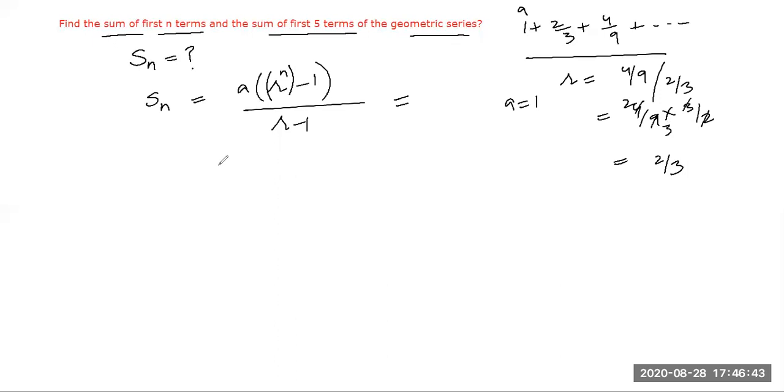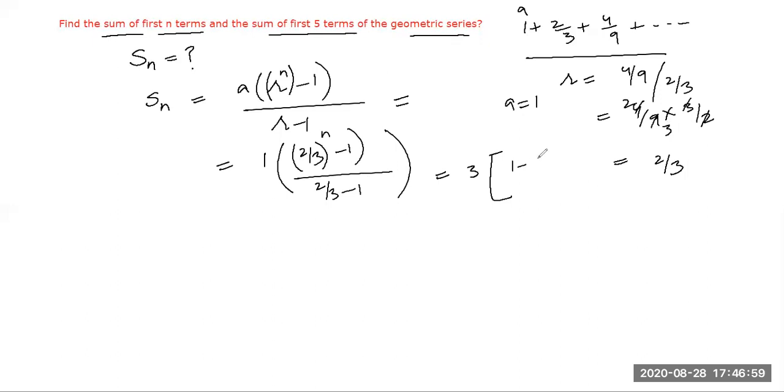So A is 1, we put the value 1, R is 2 by 3, whole raised to power n minus 1, divided by, what is R? R is again 2 by 3 minus 1. All right, guys? So this comes out to be 3 into 1 minus 2 by 3 whole raised to power n. Now, second is the sum of 5 terms.